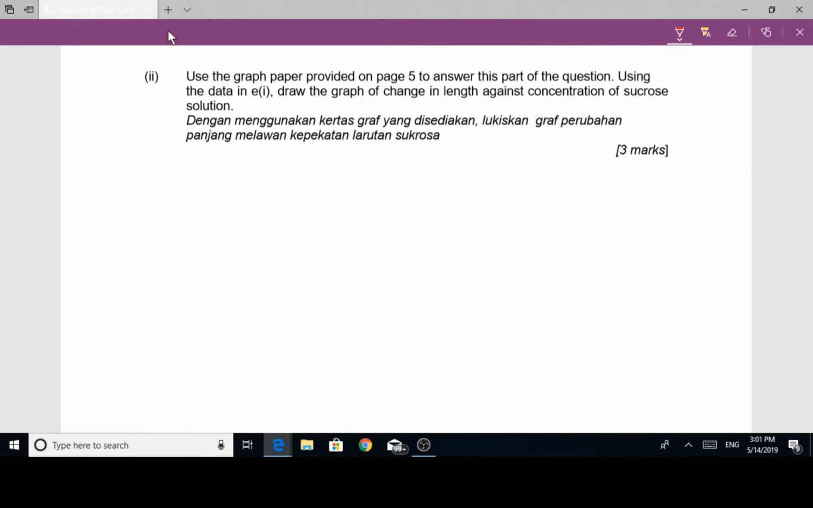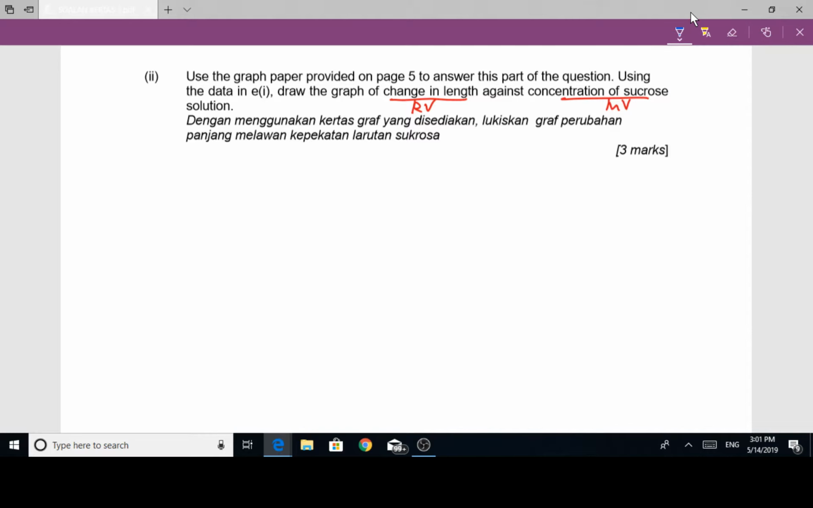Then number 2, use the graph paper. This is E number 2. Use the graph paper provided on page 5 to answer this part. Using the data, draw a graph of what against what. This is my RV and this is my MV. So we are to plot the graph of RV against MV.